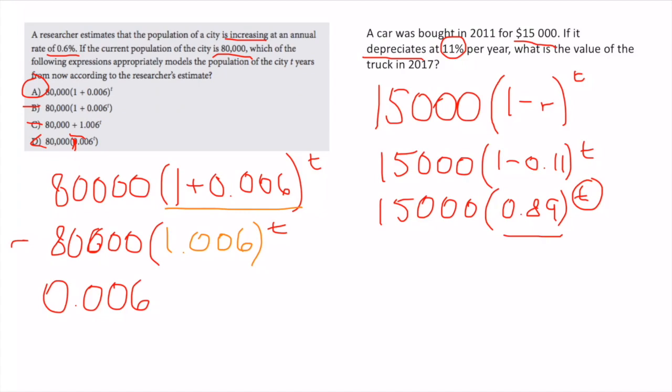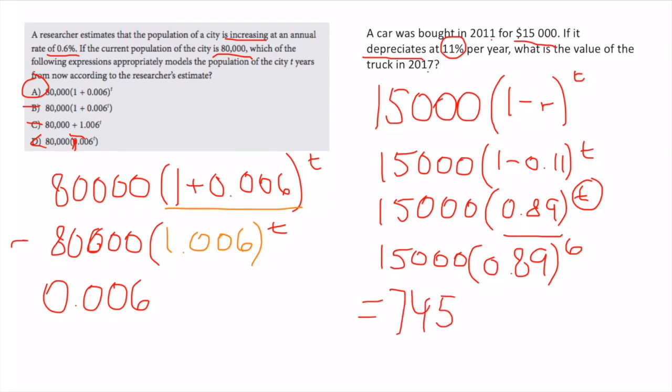So the number of years that have passed in this case is, from 2011 to 2017, 6 years, so 15,000 times 0.89 to the 6. Now I'm just going to plug this into a calculator. And when I do that, I end up with about 7,454.72.